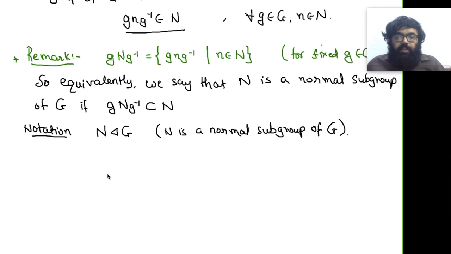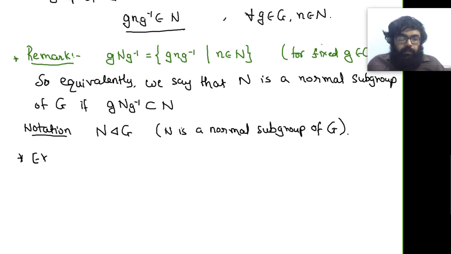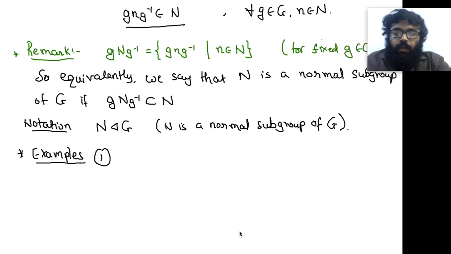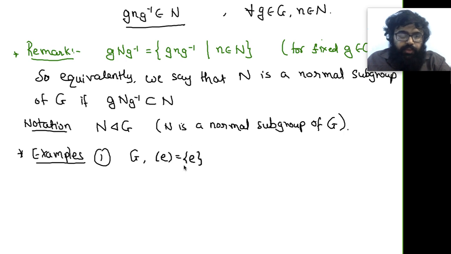Okay, so now let us consider some examples. Of course, when we look for normal subgroups, first we look for subgroups, because N is a subgroup. What are the examples of subgroups that come to our mind? First examples, G and E, the improper and the trivial subgroup. So let us check whether these are normal subgroups or not. G and E are normal subgroups.